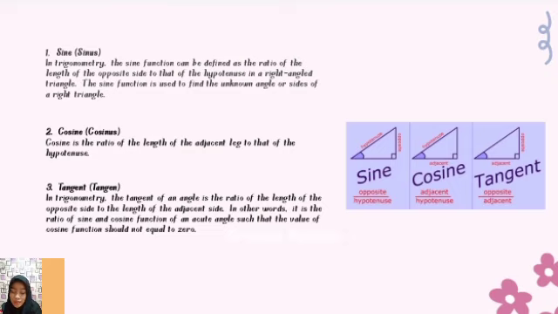And number 3, tangent, or tangen in Bahasa. In geometry, the tangent of an angle is the ratio of the length of the opposite side to the length of the adjacent side. In other words, it is the ratio of sine and cosine function of an acute angle such that the value of cosine function should not equal 0. The formula for tangent, we can see in this picture again, is tangent equals opposite over adjacent.